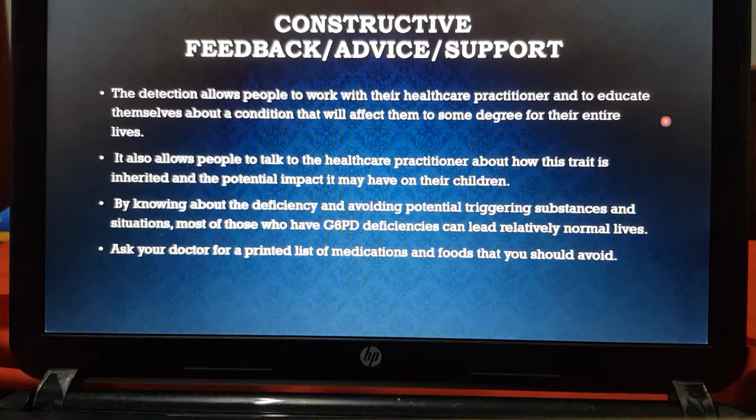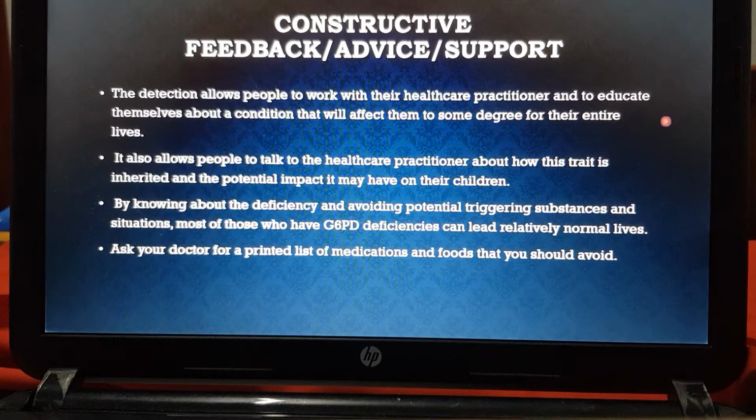As my feedback and advice, detection allows people to work with their healthcare practitioner and to educate themselves about a condition that will affect them to some degree for their entire life. It also allows people to talk to the healthcare practitioner about how this trait is inherited and the potential impact it may have on their children. By knowing about the deficiency and avoiding potential triggering substances and situations, most of those who have G6PD deficiency can lead relatively normal lives.